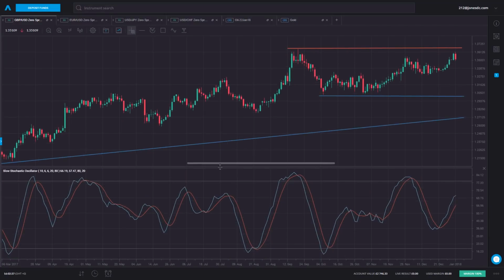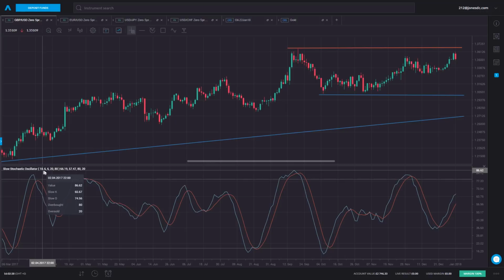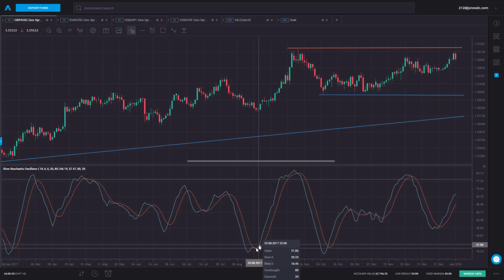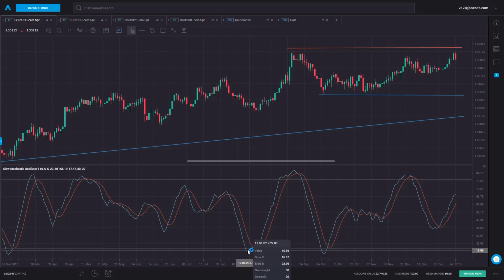Let's just scroll that up. So I've got 10, 6, 6. It's defaulted to 80% and 20% as overbought, oversold. You can change that if you want to, but let's just stick with what we've got. Let's just look at a couple of the simple signals here on this pound US dollar chart. Let's go back and look at the buy signal we had down here. So we have the percentage D line crossing above the red line. Our buy signal comes in there.